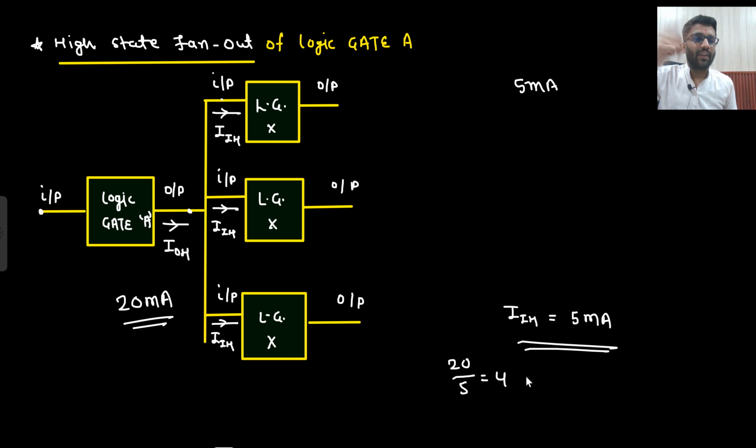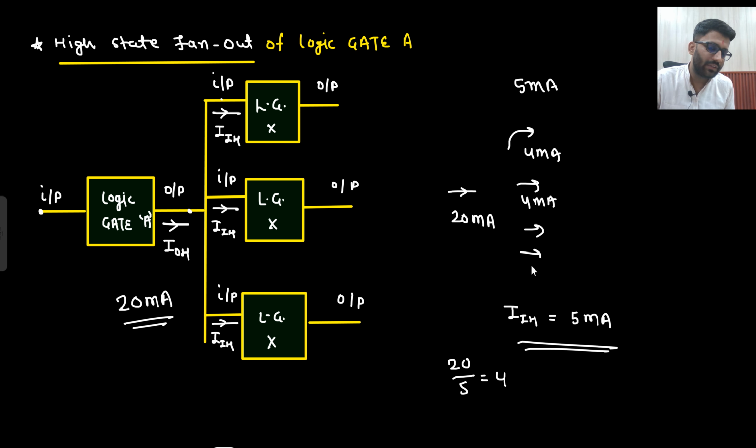Let's just say if I connect 5, then what will happen? 20 milliampere will come from here. Now how much will this take? If I have connected 5, that means each will take 4 milliampere only. All guys will take 4 milliampere. But it needs 5 milliampere to work. So that is not possible.